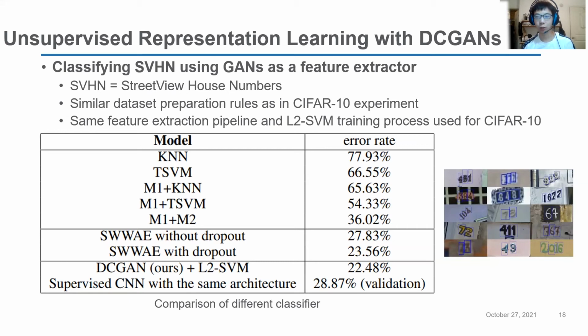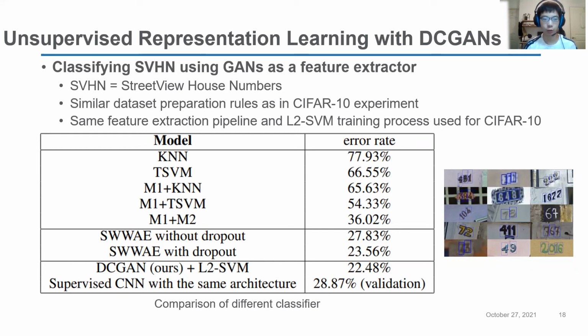In the second evaluation, their experimental steps are the same as the previous one: similar dataset preparation, the same feature extraction pipeline, and the same L2 SVM training. The table shows the comparison of different deep learning classifiers. We can see that DCGAN's performance achieved state-of-the-art with a 22.48% test error rate.